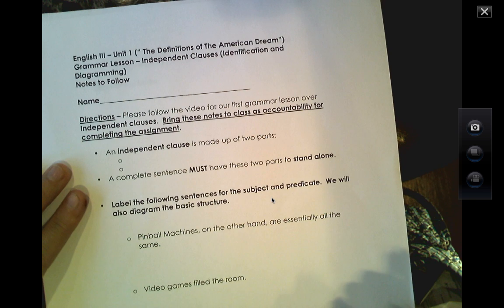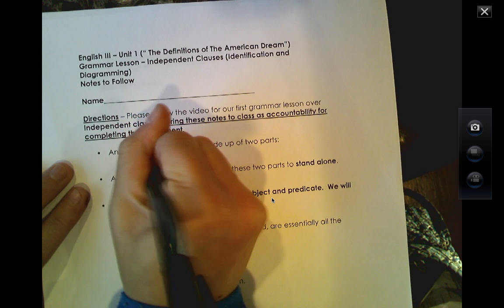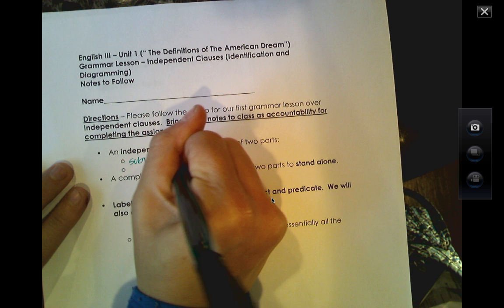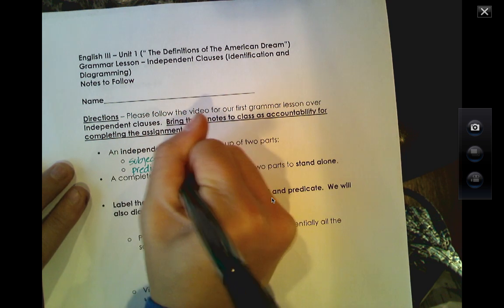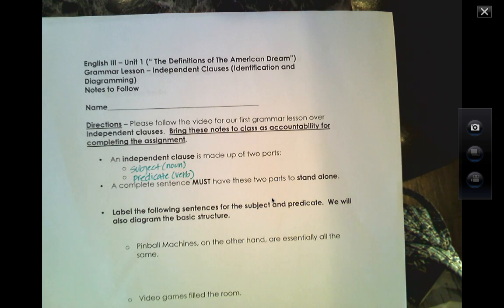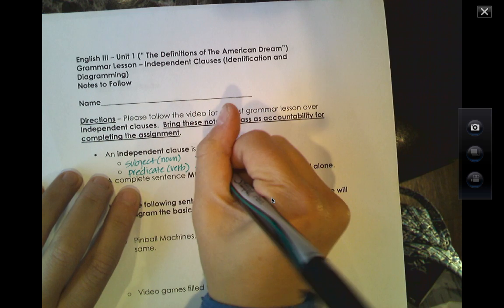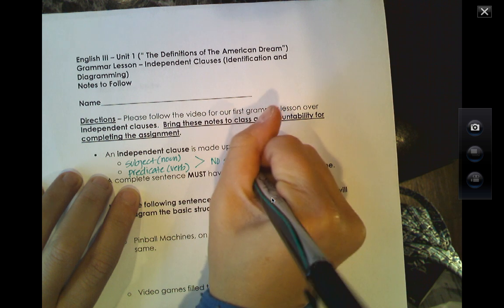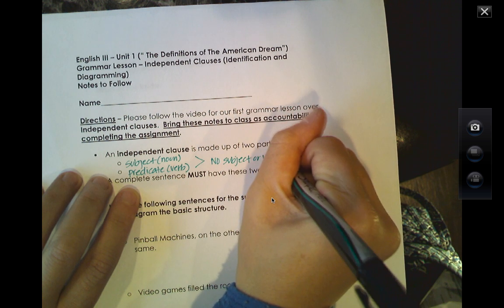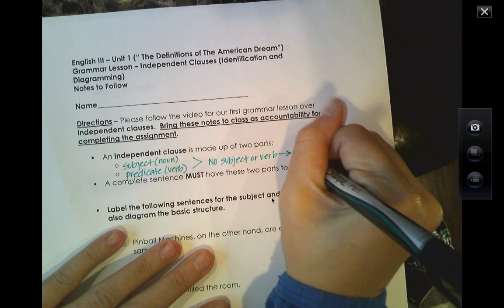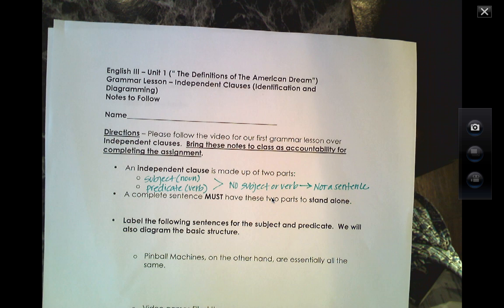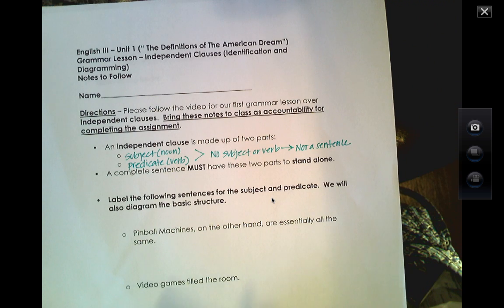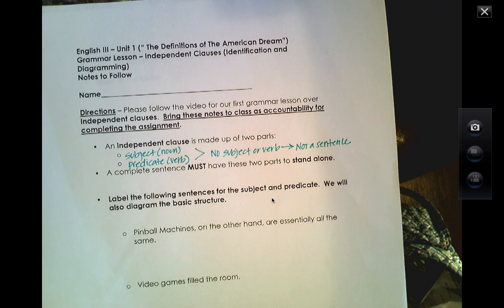An independent clause, you guys should know this, is made up of a subject, which is usually a noun, and a predicate, which has to have a verb in it. So if you do not have a subject and a verb, it's not a sentence. I know some of you like to do the texty and have fragments in there, but if there's no subject or verb, or one or the other, it's not a sentence. It can't stand alone. So just remember that.